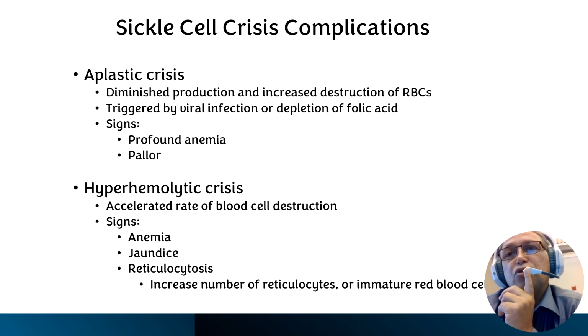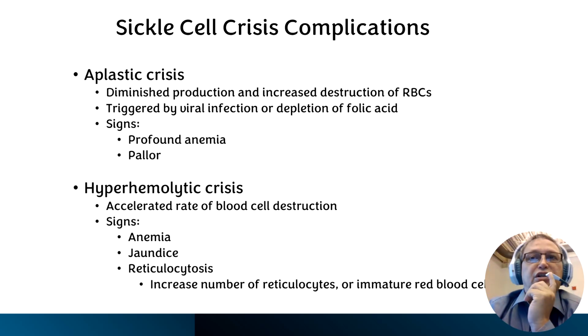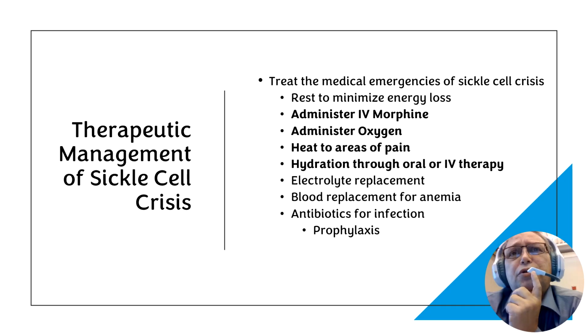Reticulocytosis, or immature red blood cells, are then being released because of the crisis, but they are generally so immature that they are less than compensatory. They are not helpful. So what do we do with this?